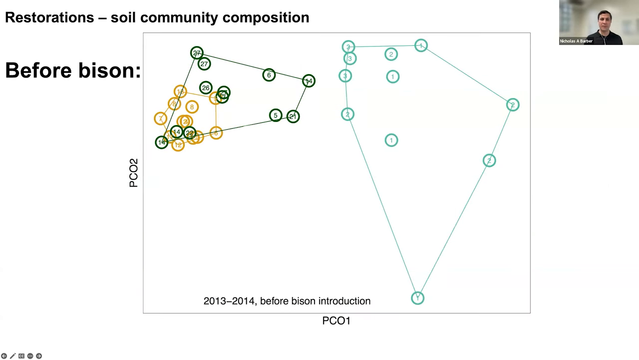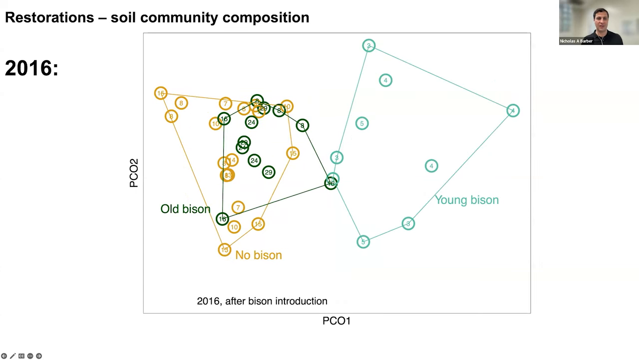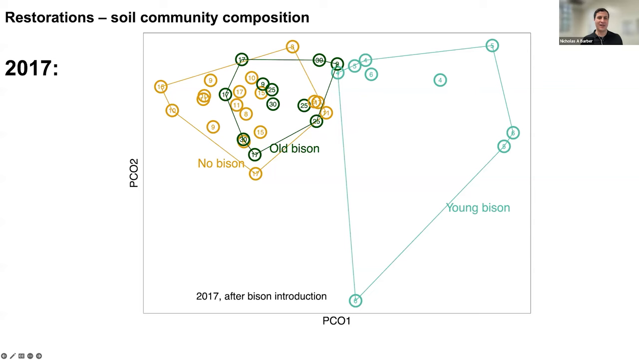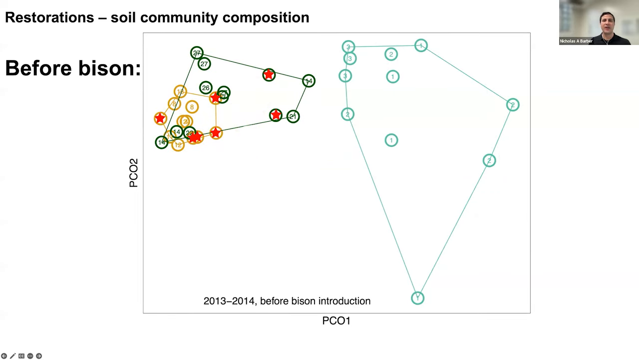So going back to the pre-bison conditions, what happened in the following years? This is the first growing season after bison were introduced in 2015, then 2016, 2017. And then in 2018, when bison had been present for three or four growing seasons, we do start to perhaps see three different compositions, like that third hypothesis. But as additional support for that third hypothesis, bear with me as I jump back to the pre-bison communities. Here, the young sites on the right are 1 to 3 years old, while just slightly older restorations marked with red stars are 5, 6, 7 years old, but are compositionally similar to much older 10 to 20 year old sites.